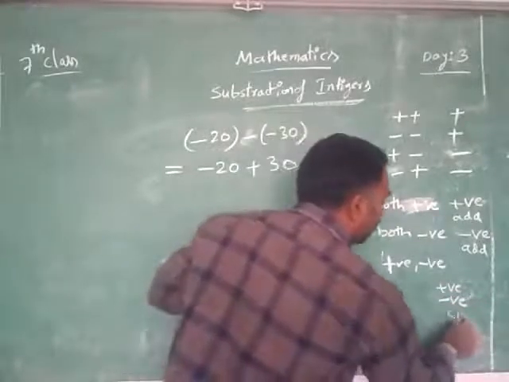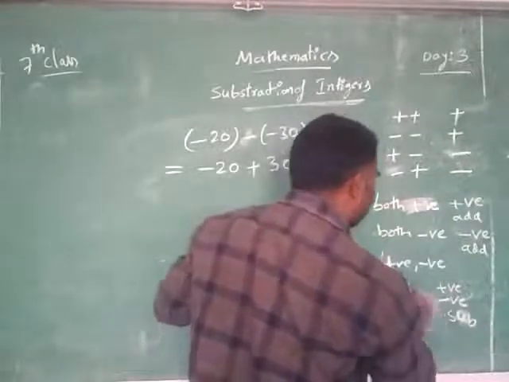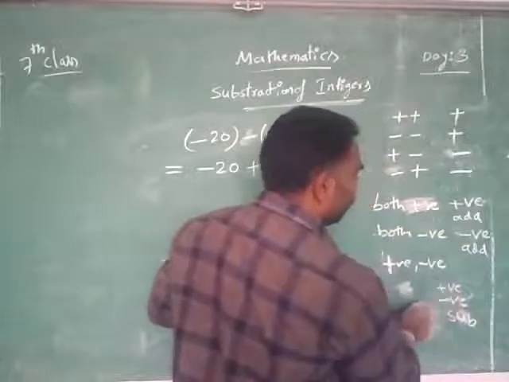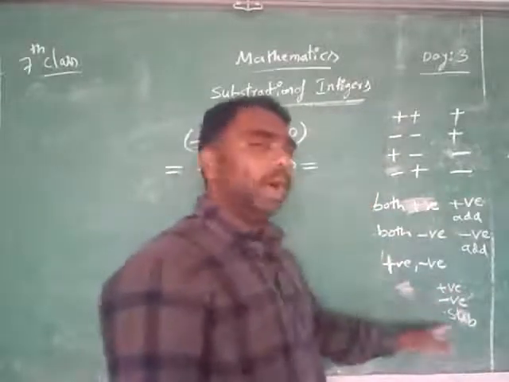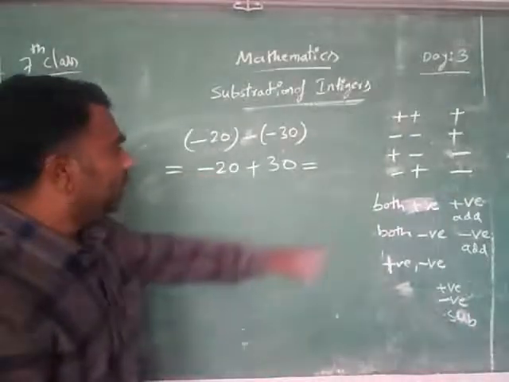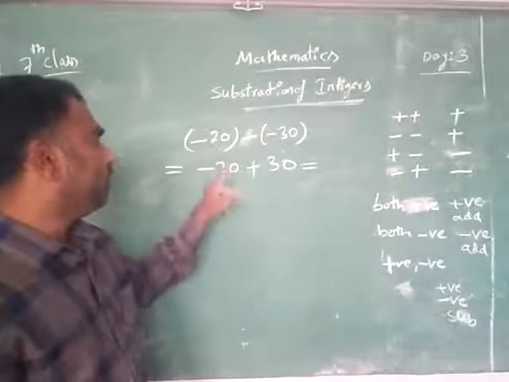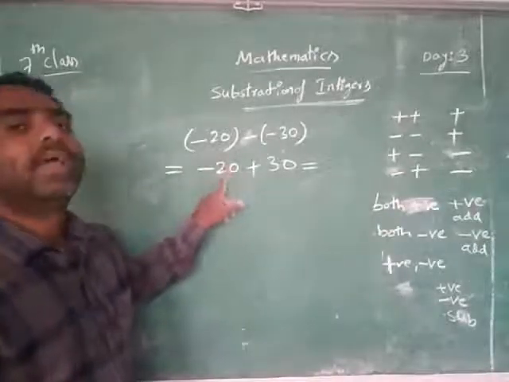And how do you get the answer? By subtraction. Positive big means positive. If negative bigger, negative. Answer how do you get? By subtraction. See which situation it is. Is it first one, second one or third one? Yes, it is third one because one is positive and one is negative.